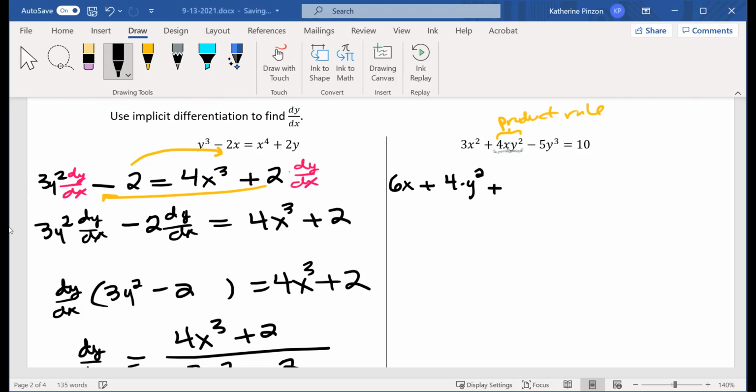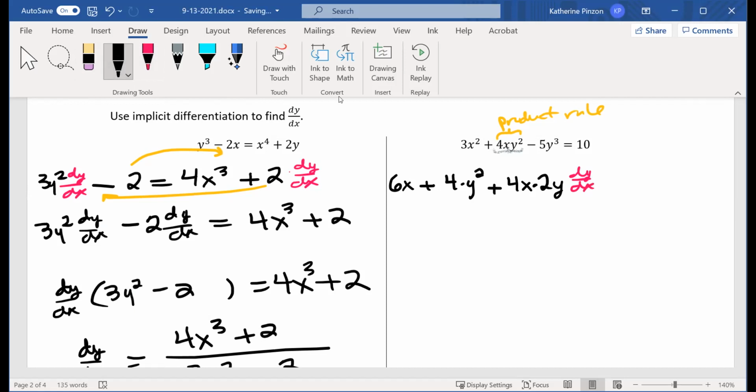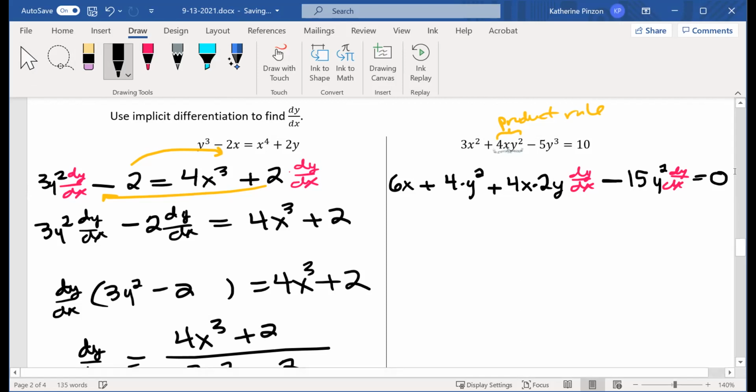Okay, plus first 4x times the derivative of the second, derivative of y squared, 2y dy dx. Minus derivative of 5y cubed, 15y squared dy dx. Equals, derivative of 10 is 0, equals 0.